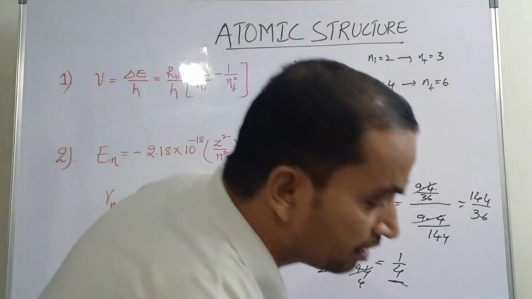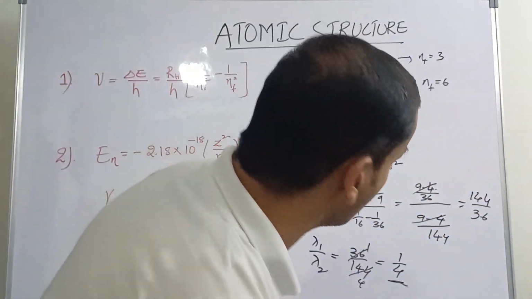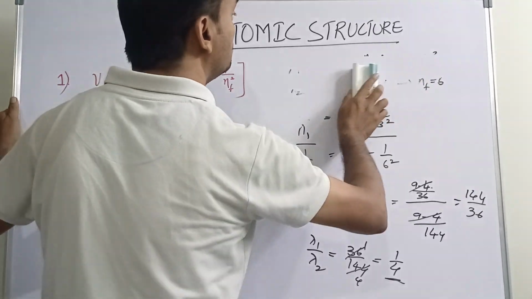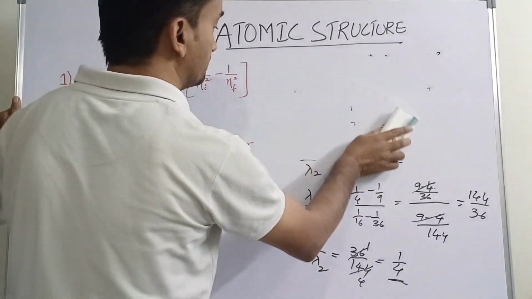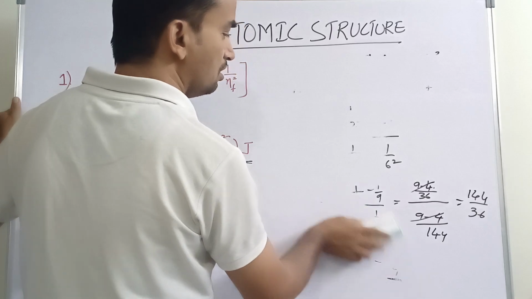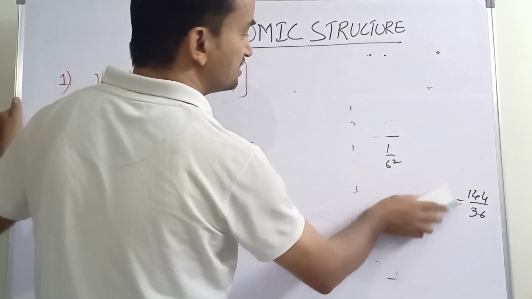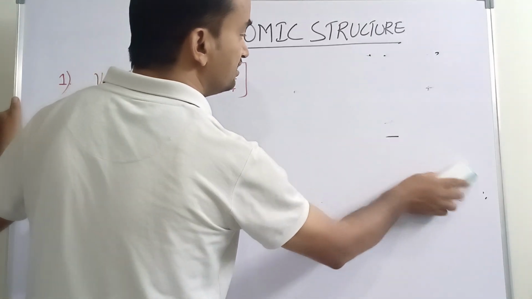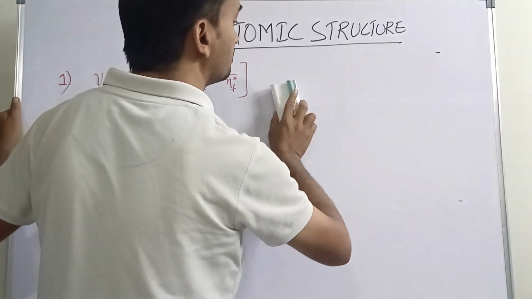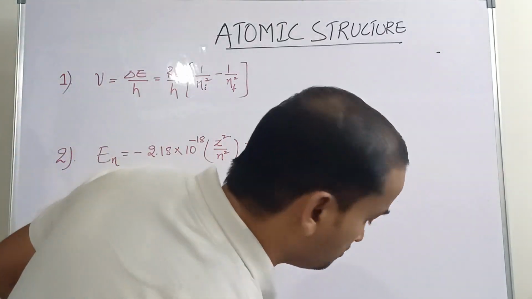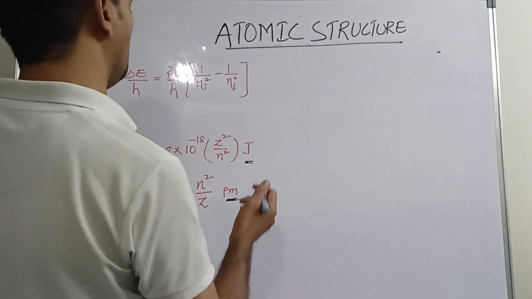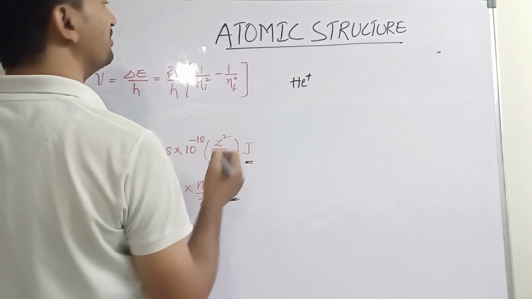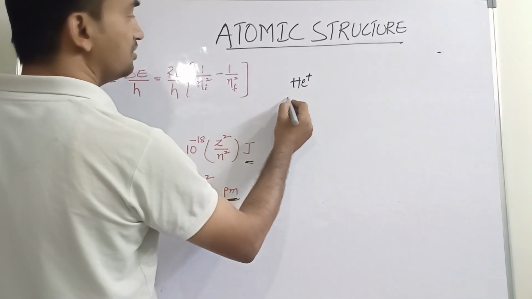Now here they have asked this one for He plus atom and Li plus 2 atom. So as you know, for hydrogen atomic number Z equals 1, for helium Z equals 2, and for lithium Z equals 3, atomic number. Now first we will find out the values for this helium plus.